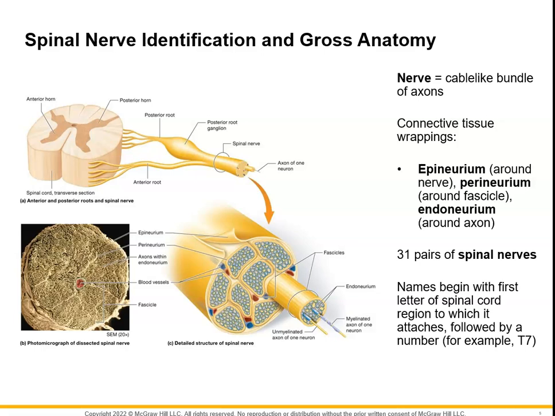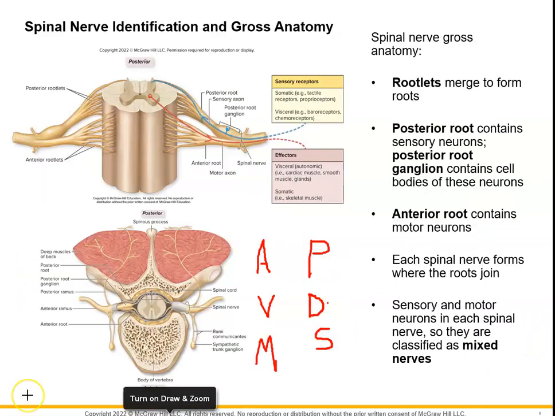We have 31 pair of spinal nerves coming in and out of the spinal cord, and their names begin with the first letter of the region of the spinal cord where it attaches. For instance, T7, that is the 7th nerve in the thoracic T region. So let's look a little bit more at these spinal nerves now.